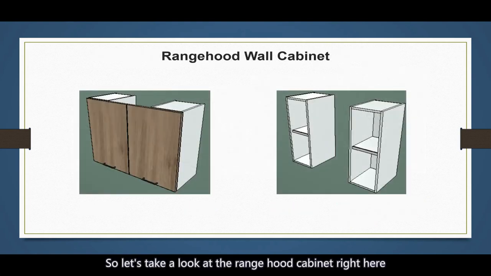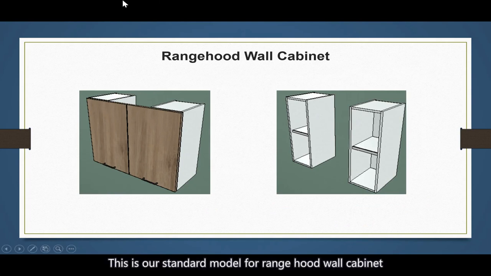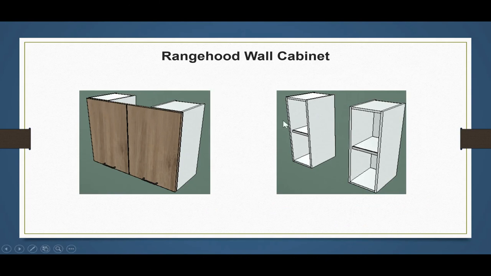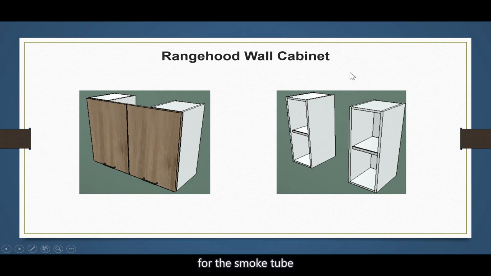So let's take a look at the range hood wall cabinets right here. This is our standard model for the range hood wall cabinets. It's actually two cabinets right here. Each of these door panels extends to the middle, so that we have a nice blank space here that allows the smoke tube to come this way. This is the structure of the range hood wall cabinets.